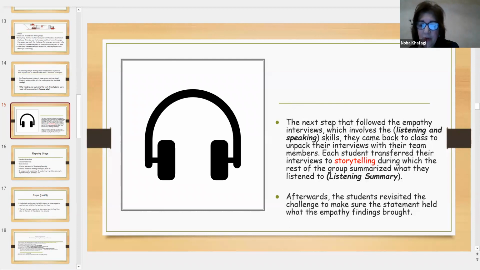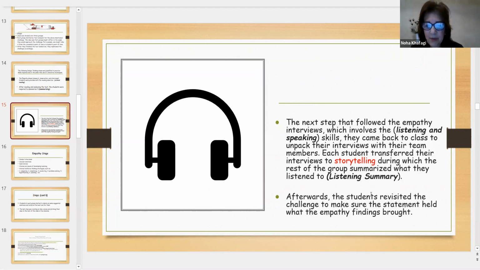Each student transferred their interviews to storytelling, during which the rest of the group summarized what they listened to. So the students were unpacking their interviews and the other students in class were writing down. And they were unpacking in terms of storytelling. And we all know that storytelling is very important in our lives. Stories, they define us, they shape us and make us. So storytelling also improves the listening skills that are essential for learning.